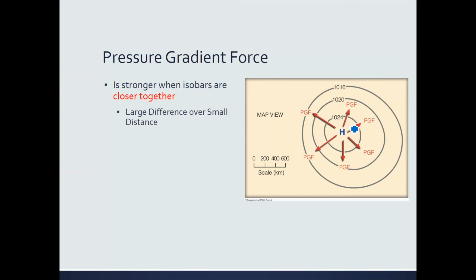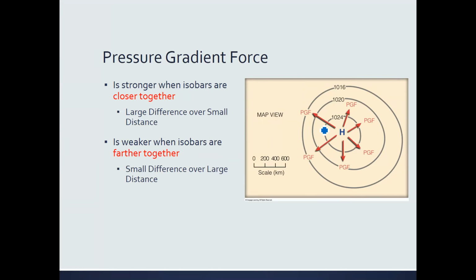Well, if you notice, wherever the isobars are close together, this represents a large change in pressure over a relatively small distance. That represents a faster moving wind. Winds are stronger when isobars are close together. On the other hand, winds are weaker when they're further apart. That represents a small difference over a larger distance.